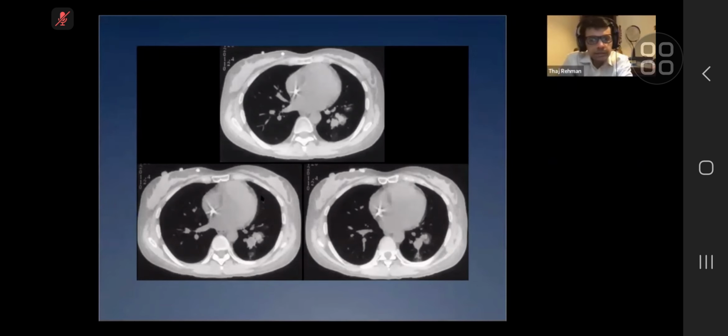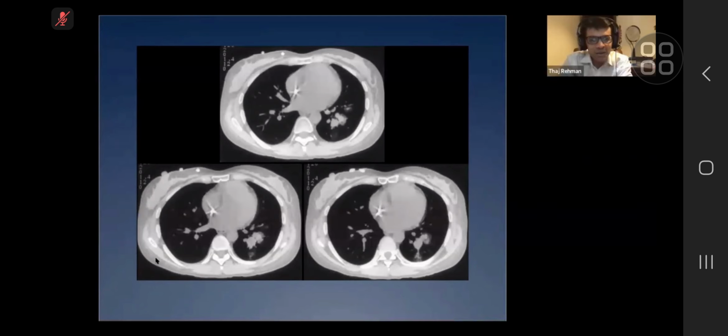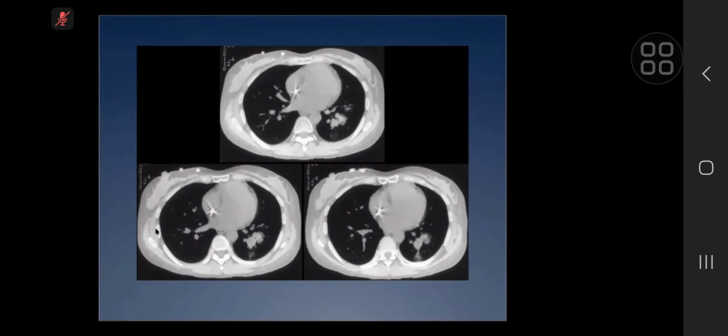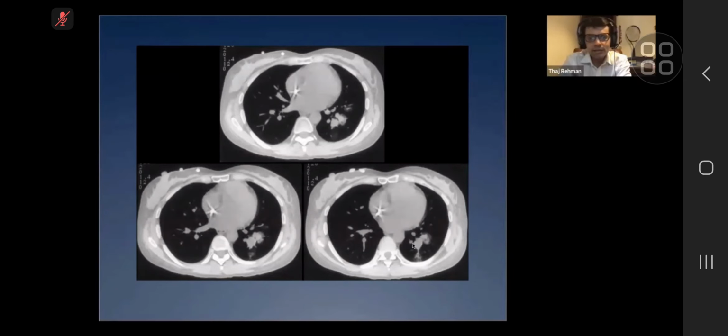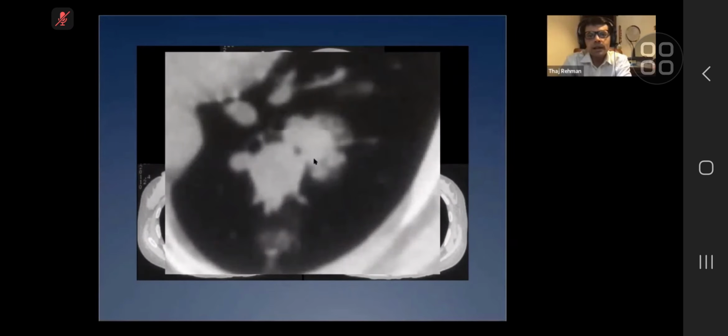CT showing what sign, sorry? Reverse halo. Reverse halo, is it? It's a proper halo, I mean, it's not reverse halo. I don't know why you said reverse. It's a halo sign: ground glass opacity around the soft tissue opacity. Exactly. So there is ground glass opacity surrounding that pulmonary nodule, and a little bit of ground glass here as well. So the diagnosis is? Invasive aspergillosis. It is invasive aspergillosis. I'll show you the magnified picture which shows ground glass around that nodule.